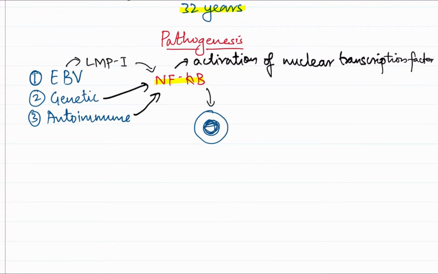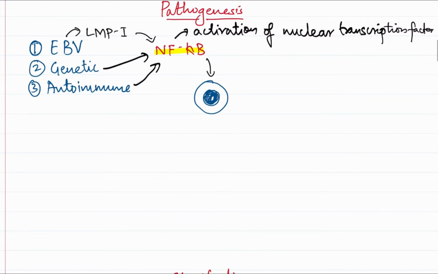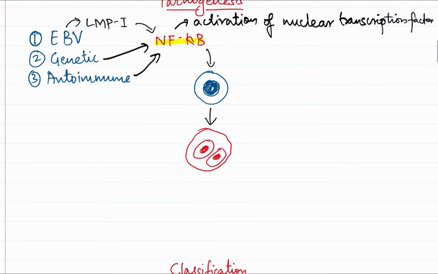Well, it converts the B cell. So this is our B cell, and it converts the germinal or post-germinal B cell into the Reed-Sternberg cells. So these are our Reed-Sternberg cells, the giant cells with two nuclei, eosinophilic nucleoli and an eosinophilic cytoplasm.